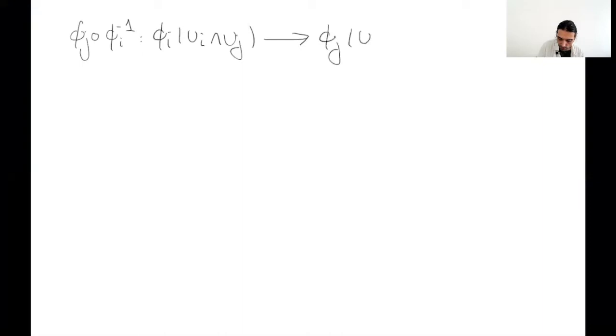Let's say a word about that. When we consider the coordinate change, this is a bijection between these two sets, right? But these sets are not open subsets of R^k. So what does it mean that this map is a C^r diffeomorphism?